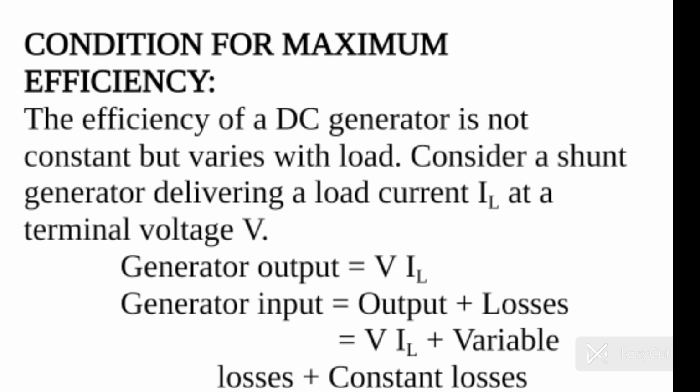First, let's understand something. The efficiency of a DC generator is not constant. It changes depending on how much load we're giving to the generator. So, let's say we have a shunt generator, and it's supplying a load current called IL at a terminal voltage V. Now let's look at generator output equals V times IL. Generator input equals output plus losses. These losses include both variable losses and constant losses.